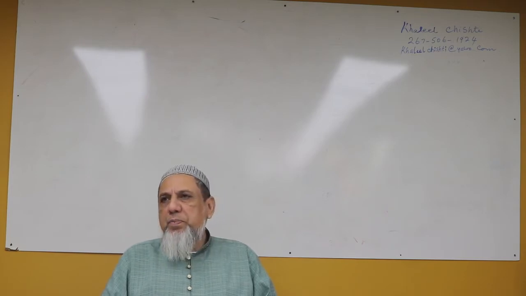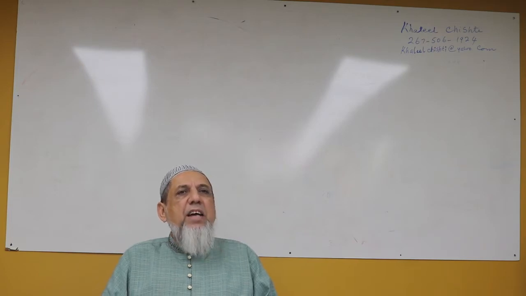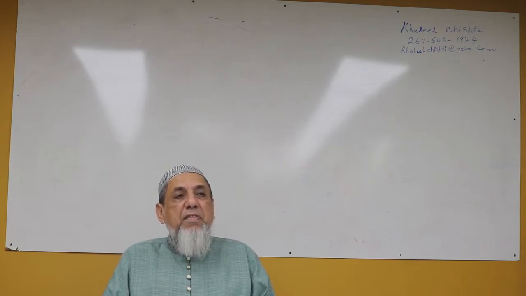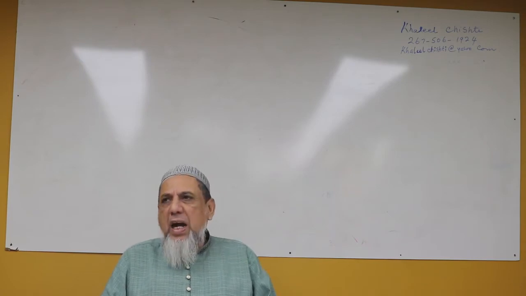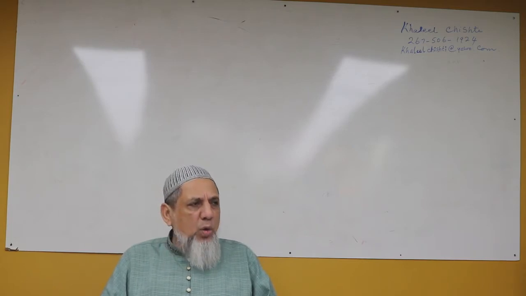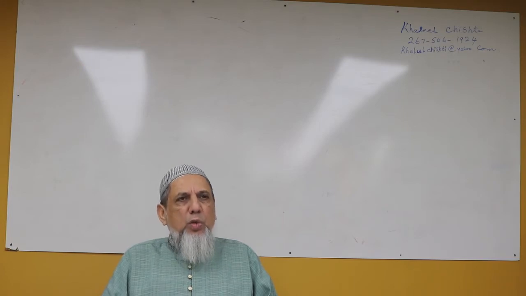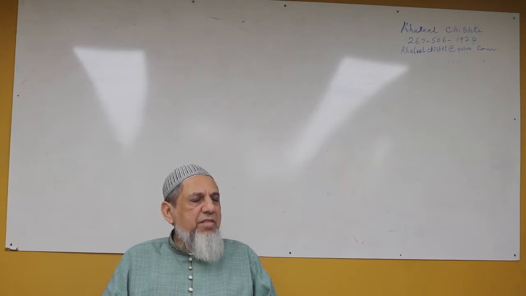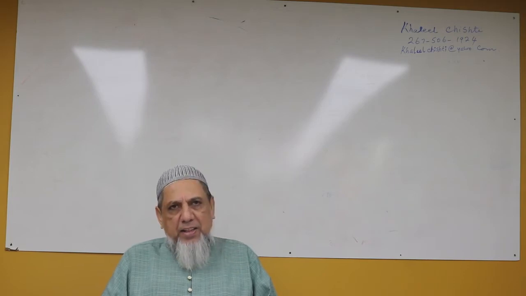So you know the ism, the plural of ism is asma, and the plural of fi'l is af'alun. And the plural of harf is huruf. Harf, huruf. Ism, asma'u, and fi'l, af'alun, and harf and huruf. So those are the three categories of words or kalimat or mufradat.